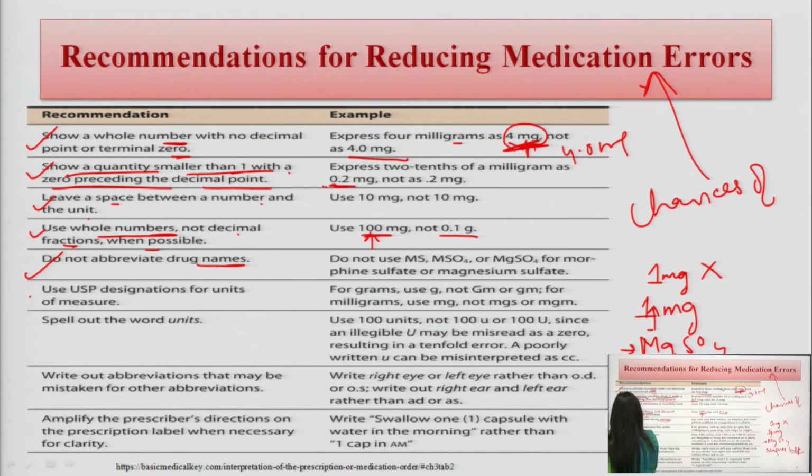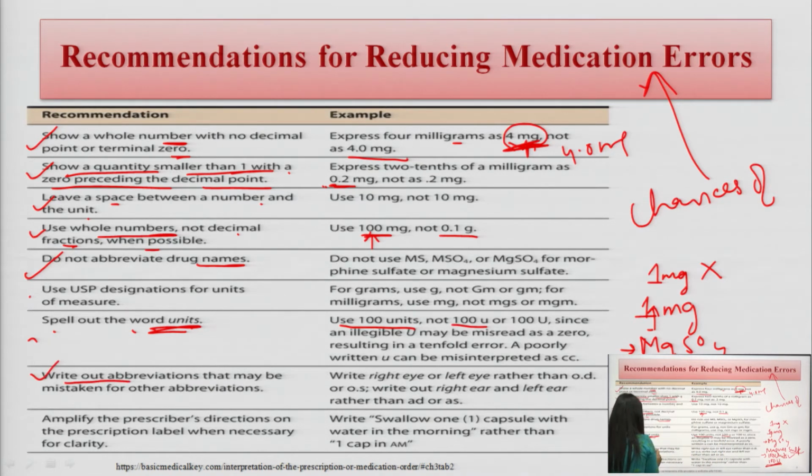Similarly, there are others. Spell out the word units. If we are writing 100 units, there is one method where we write 100U, and another method is 100 units. So which is right? Of course 100 units is right, because there are chances of medication error otherwise. So spell out the word unit, meaning we use 100 units, not 100U.